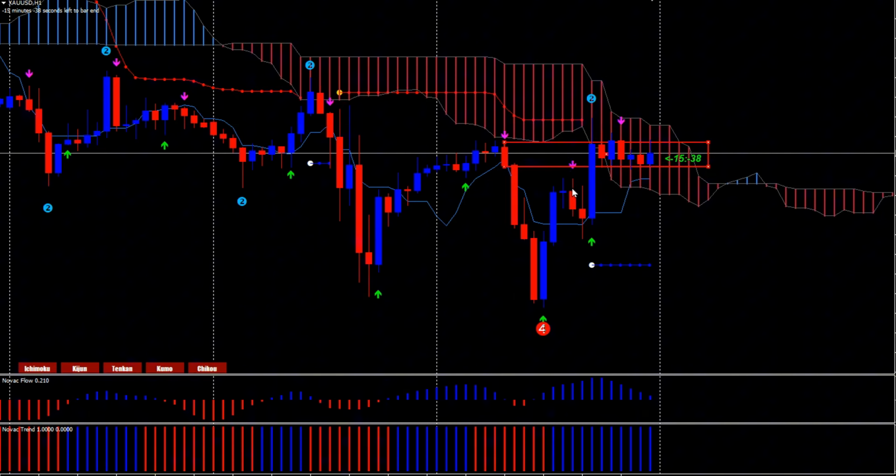You say that okay, there is no sell, so you wait over here. So what do you wait for? Over here there's a sell arrow, but the candlestick doesn't close below the blue line, so there is no entry.